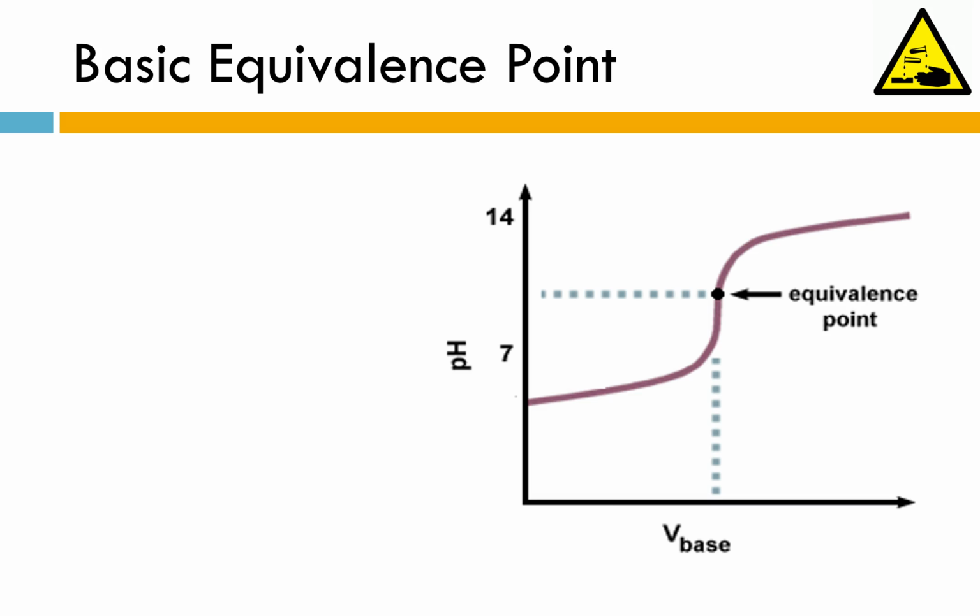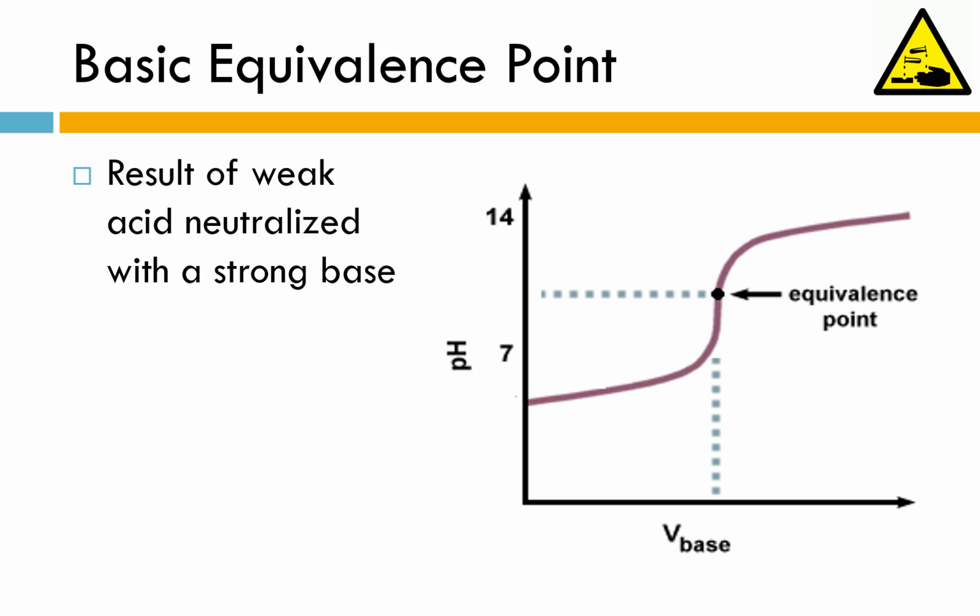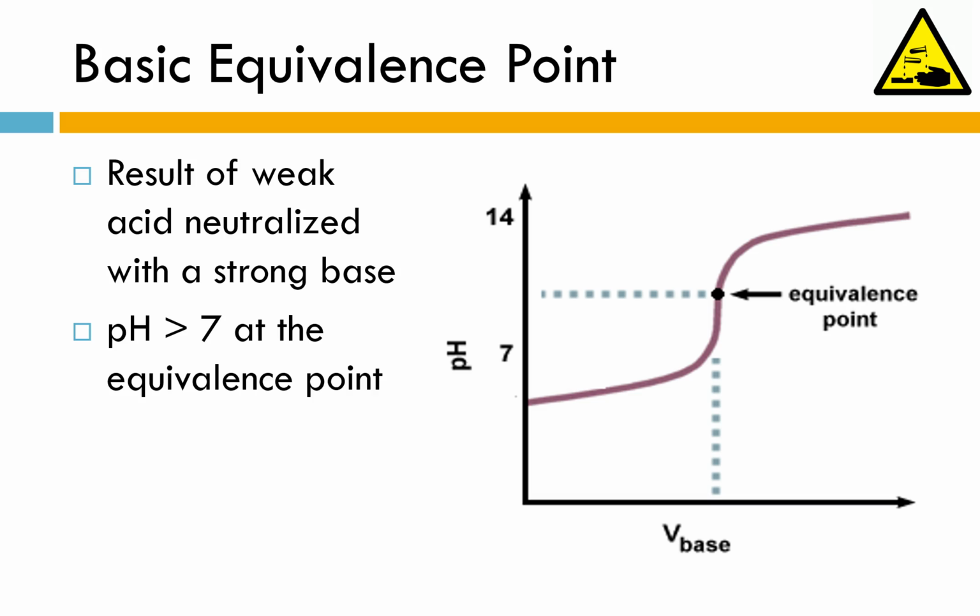If we have a basic equivalence point, that means that we took a weak acid and we neutralized it with a strong base. The pH at the equivalence point will be greater than 7. Again, exactly what the pH is, we're not really going to be able to make a judgment call on that at this point in time, but we do know that it will be above 7.